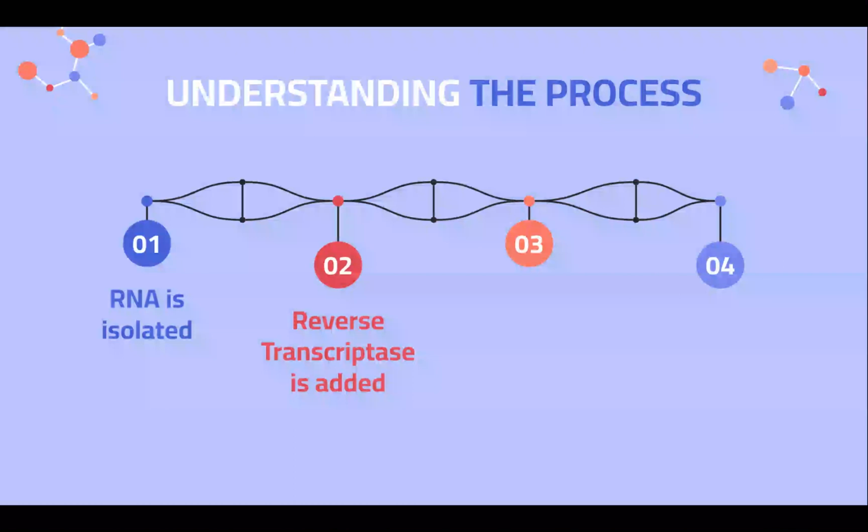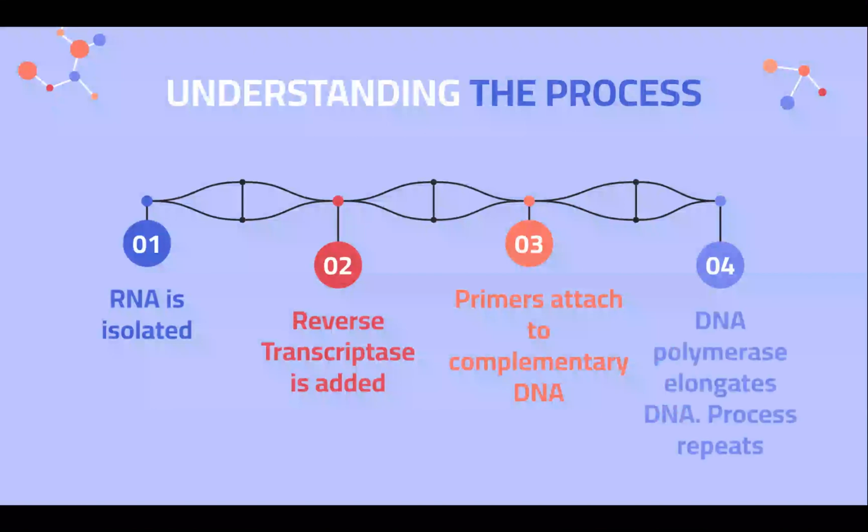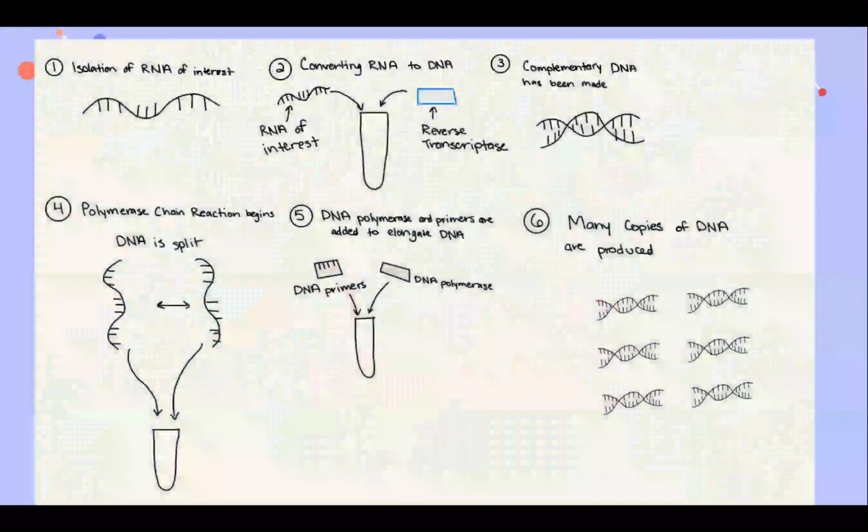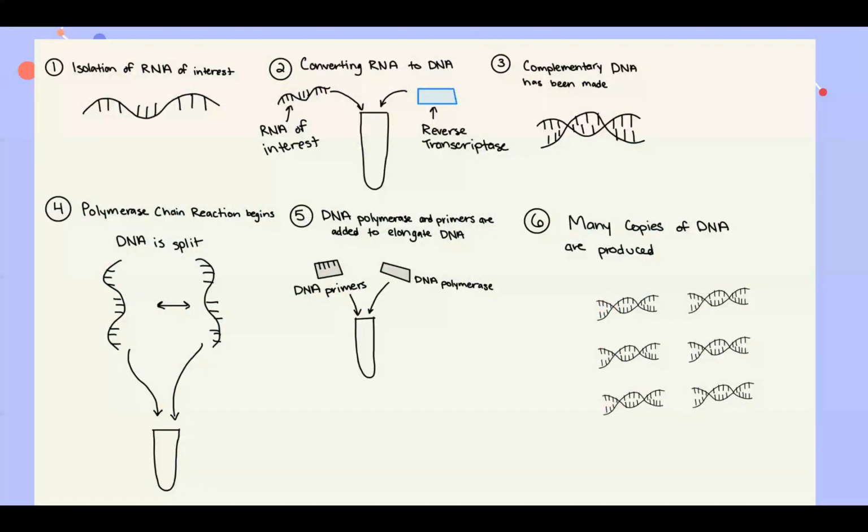So first the DNA is split to create the single strands, and then the primers will associate with the strands, and the DNA polymerase will elongate them. The process is repeated, and the product is many more copies of the DNA of interest that now can be utilized. This is a diagram that better illustrates the process and its steps.